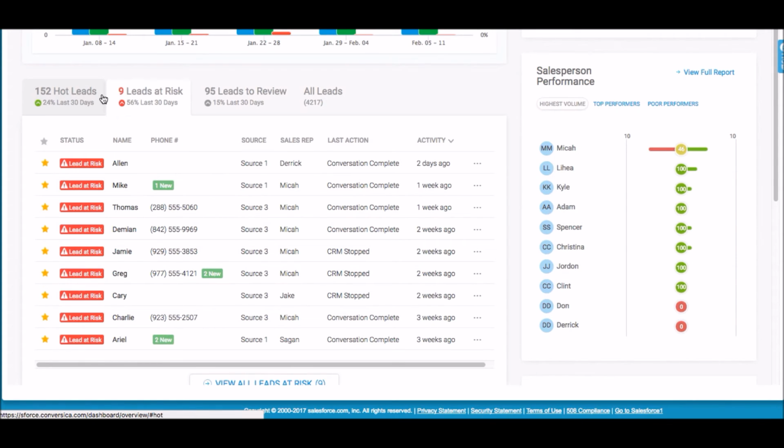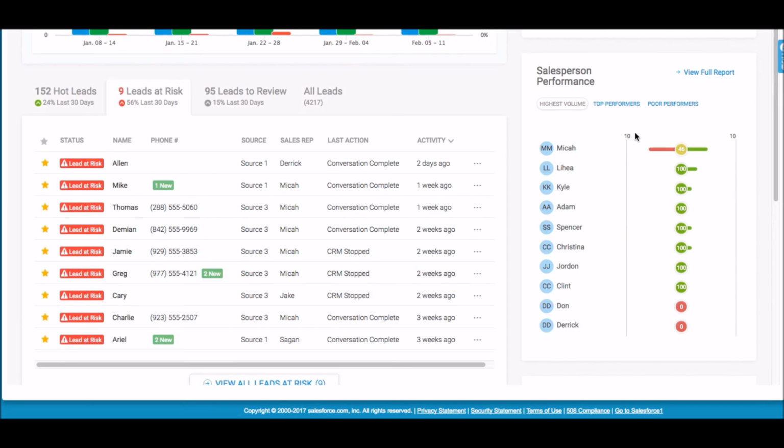And then on the right-hand side here, you can see our salesperson's performance. We can see our highest volume rep is actually Micah, but we see a negative impact when it comes to his satisfaction score because he has a lot of leads at risk. Whereas Leah, Kyle, Adam, Spencer, and Christina are all doing very well, but their volume is very low. So what this tells me as a manager right away is my AI assistant is supporting Micah more than all the other individuals, because Micah's getting a lot more leads and he's also not following up on them. So it's probably time to start divvying out those leads to other individuals.